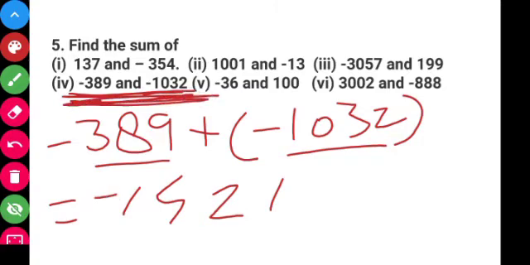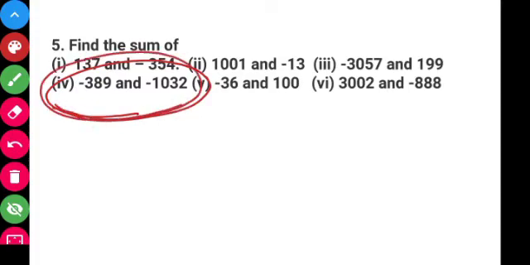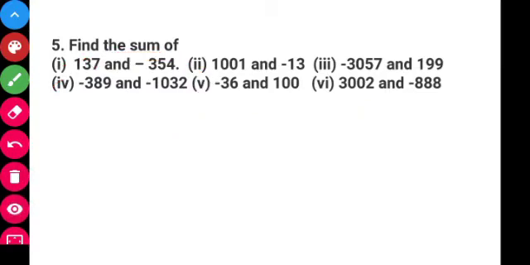Understand? So remember only two things: when both integers have different signs, then you subtract and put the sign of the bigger one, and when the signs are the same, then you add and put the sign of the given numbers. Okay, understand? So complete all parts of question number 5. Now come to the next question.